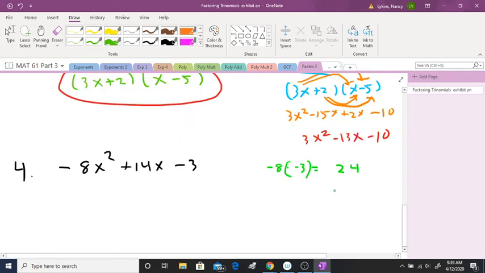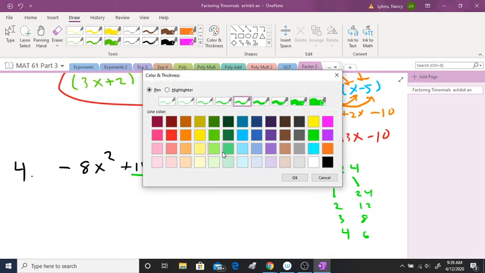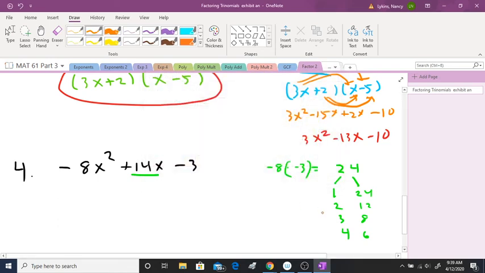So what are all positive numbers? Well, 1 and 24, 2 and 12, 3 and 8, 4 and 6. So which two can add up to give me this middle term, which is a positive 14? It's going to be 2 and 12. So now I'm going to say x plus 2, x plus 12.